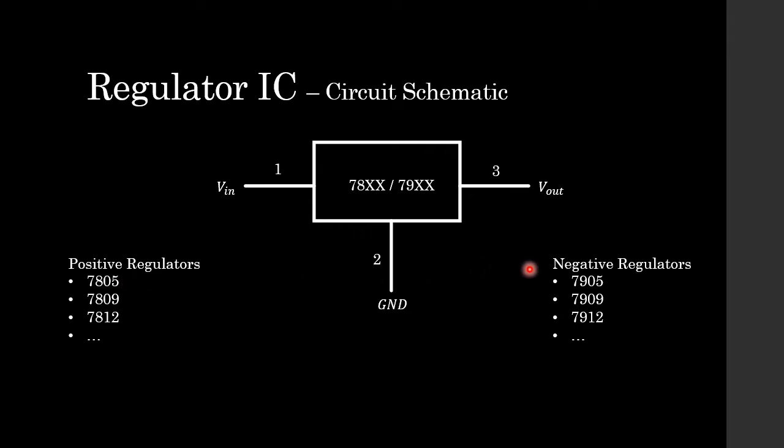And the negative regulators are labeled with 79. And once again, 05, 09, 12 simply means the voltage output. So the 7905 will output a negative 5 volts.